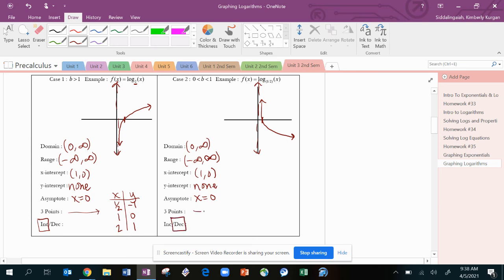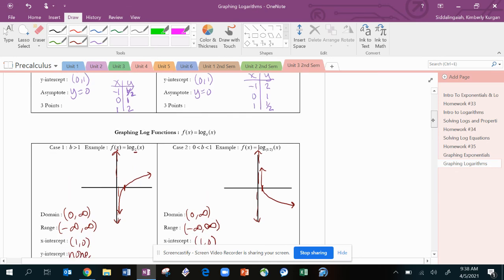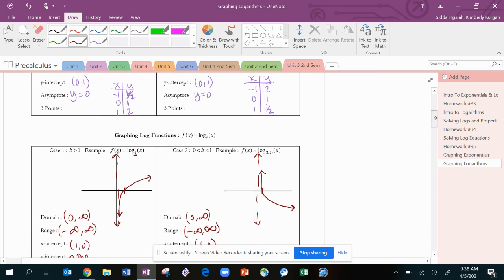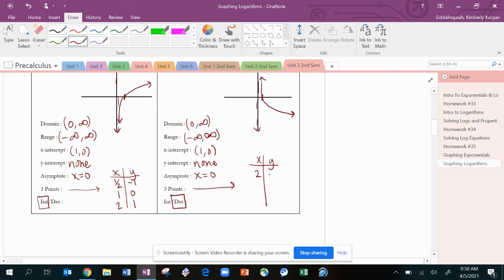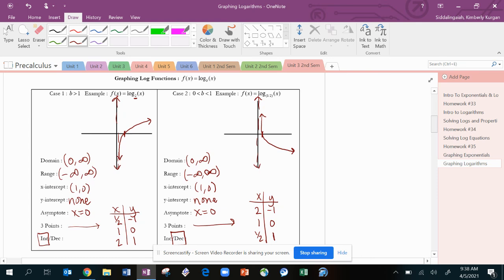And the 3 points are going to be, well, we can always look back up here. The x's and the y's get flipped, right? So when x is 2, this is -1. When x is 1, this is 0. And when x is 1/2, this is a 1. So here are our parent graphs for logarithms.